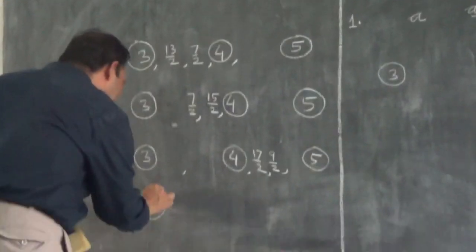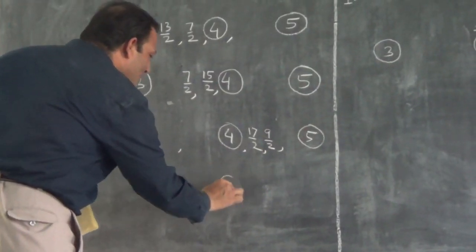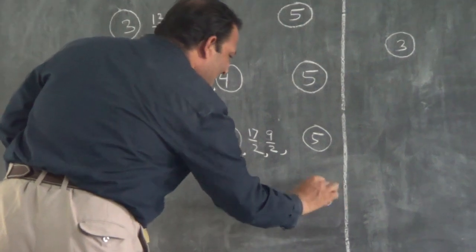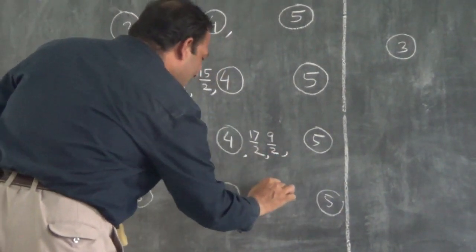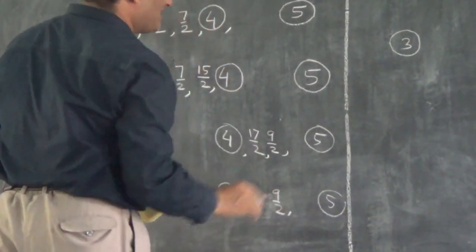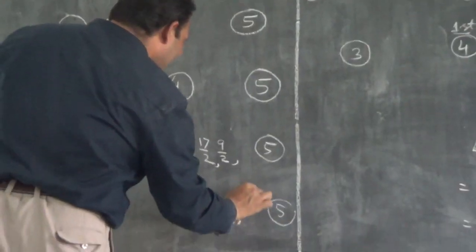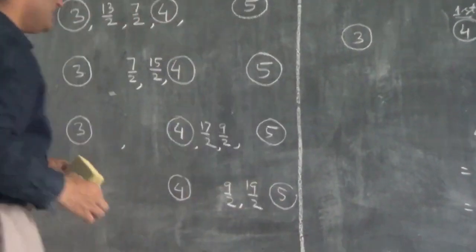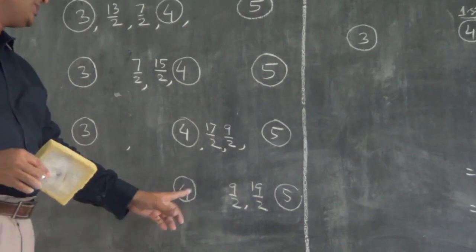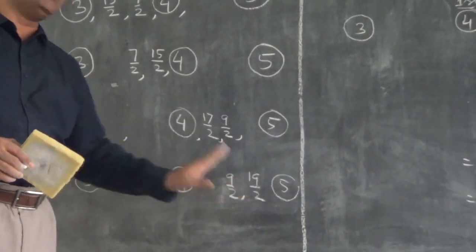You have to write 3, 4, and 5. In between that you have got 9 by 2, and after 9 by 2 you have found 19 by 2. See, you have three numbers: 4, 9 by 2, 19 by 2.